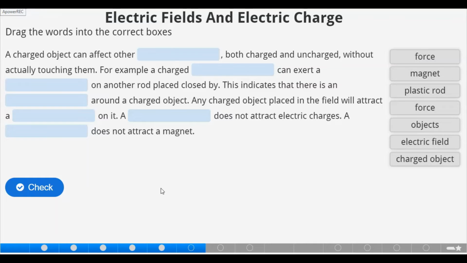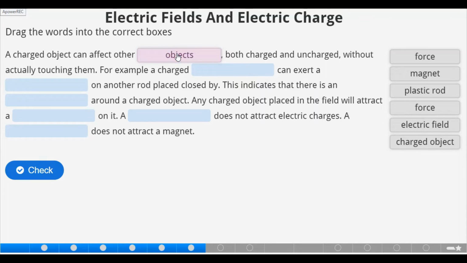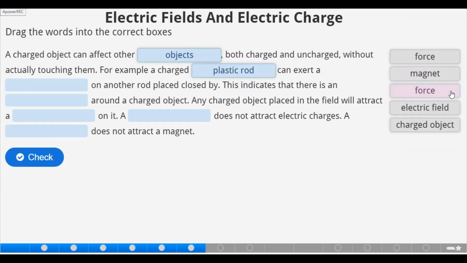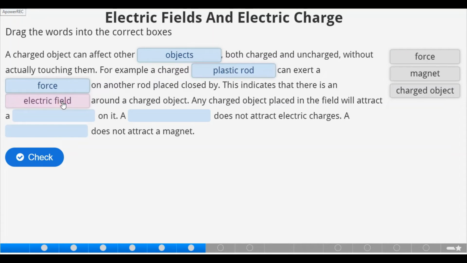Now, let's deal with electric fields and electric charge. We have to drag the following words into the correct boxes. A charged object can affect other objects, both charged and uncharged, without actually touching them. For example, a charged plastic rod can exert a force on another rod placed close by. This indicates that there is an electric field around a charged object.